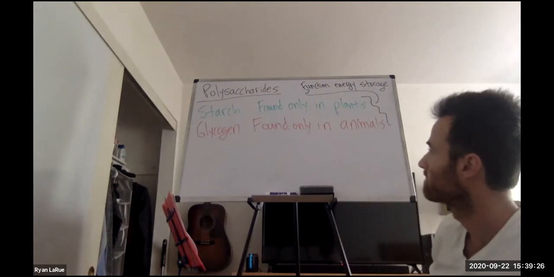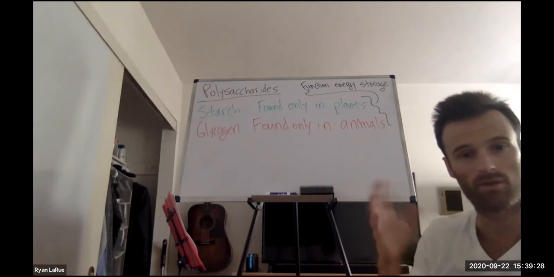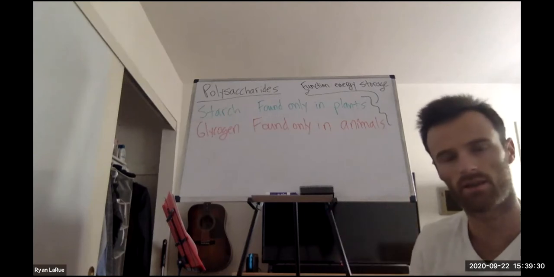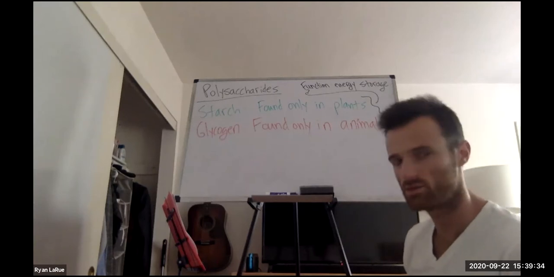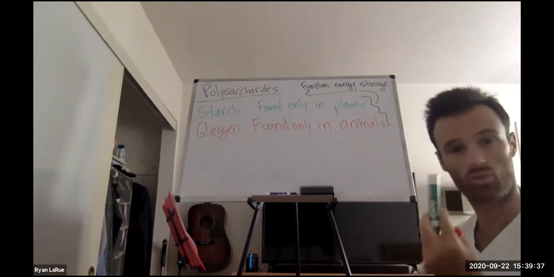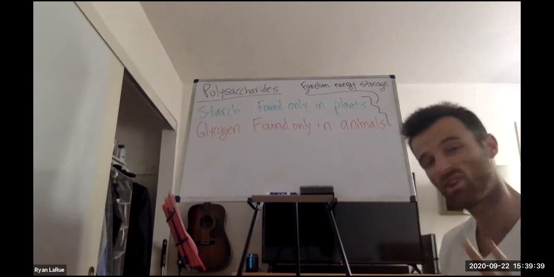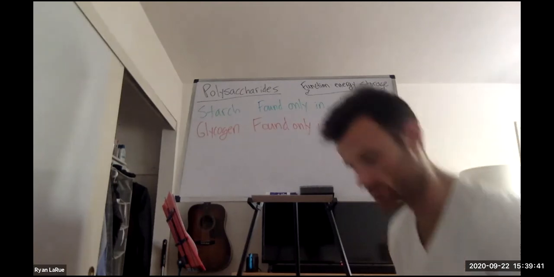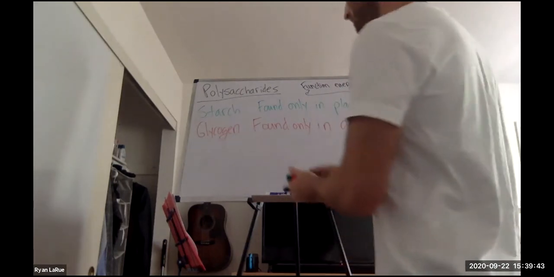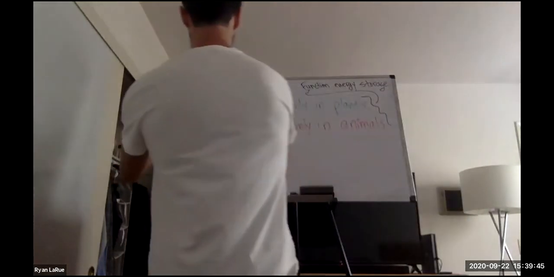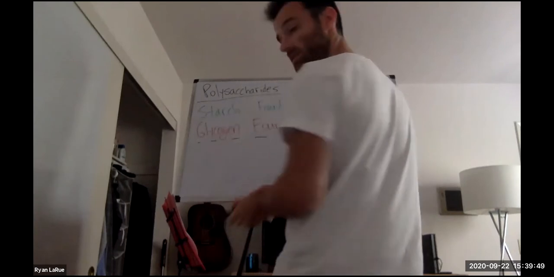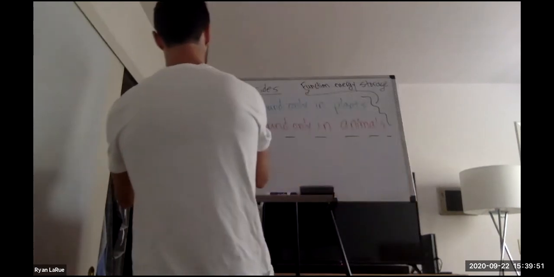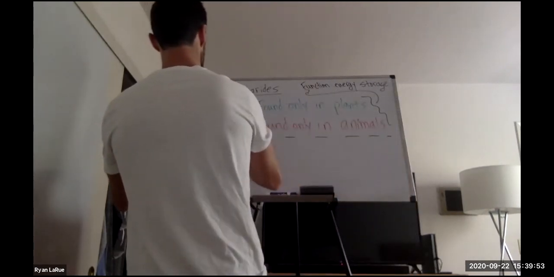Okay. There's one more very important polysaccharide that I want to discuss. It's called cellulose. I'm going to do it in green as well, because you don't find cellulose in us, in animals. You find it only in plants. So I'm going to divide it too, because it has a different function.